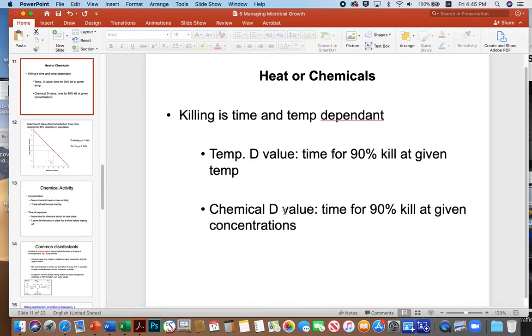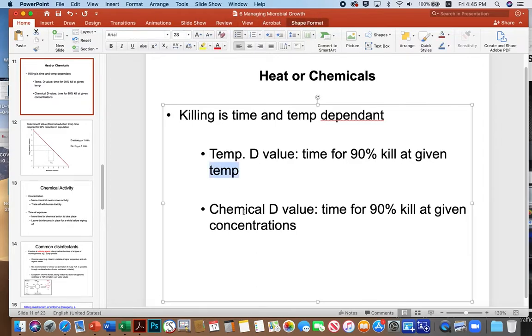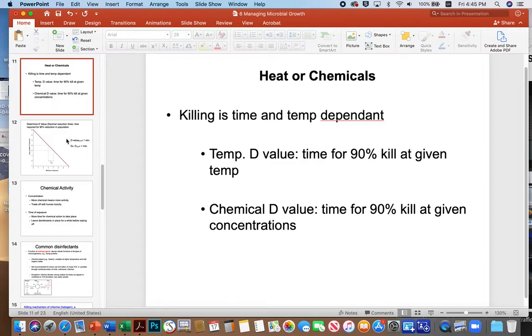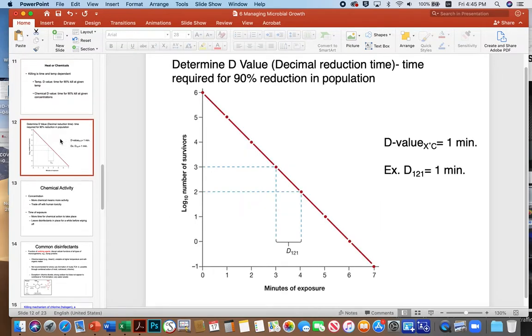The chemical D value is the same, but instead of temperature fluctuating, here it's concentration. So you're looking at concentration of chemicals. And it's maybe easier to see this graphically. In this particular graph, you see the log number of surviving bacteria on the y-axis and minutes of exposure on the x-axis. And you're determining D value, or decimal reduction time, for a 90% or 1 log reduction. 90% and 1 log are the same in a population. Imagine you have a flask and you start with 1 million cells. The log of 1 million is 6. This is a log scale.